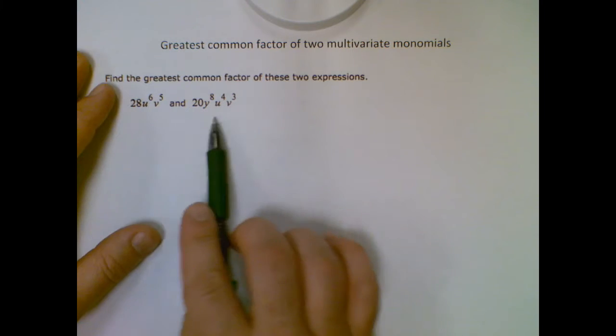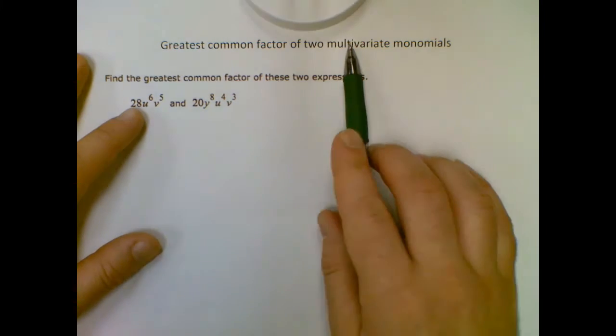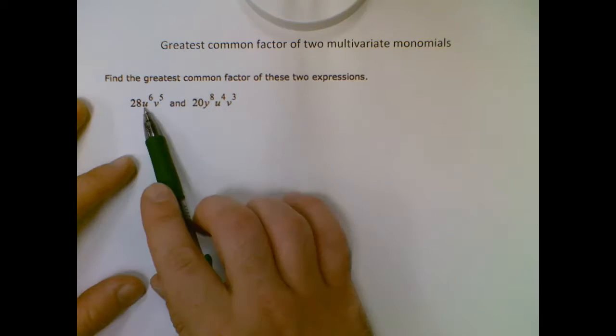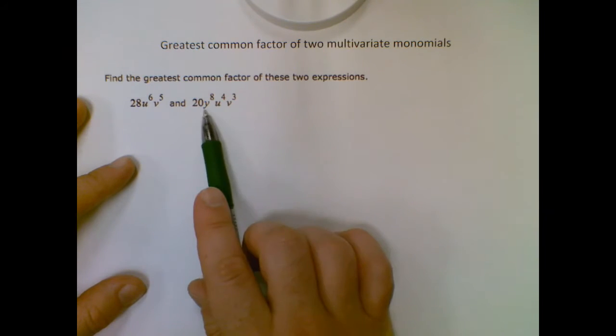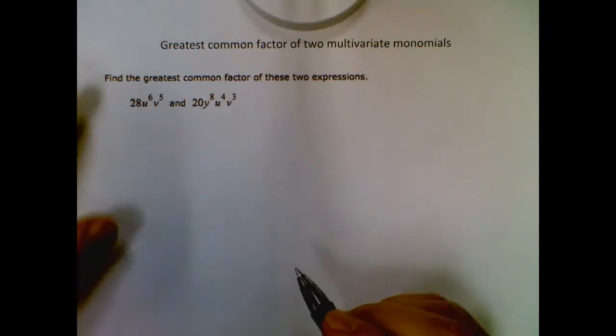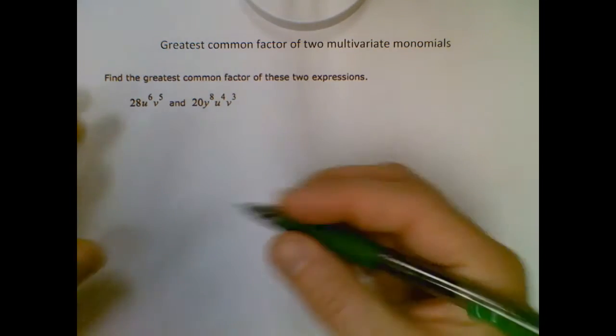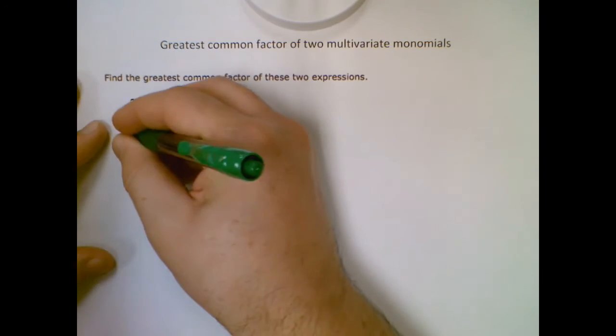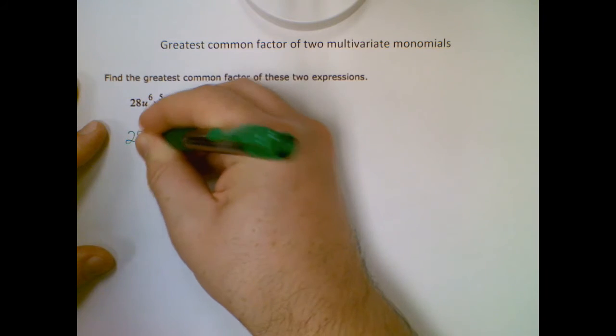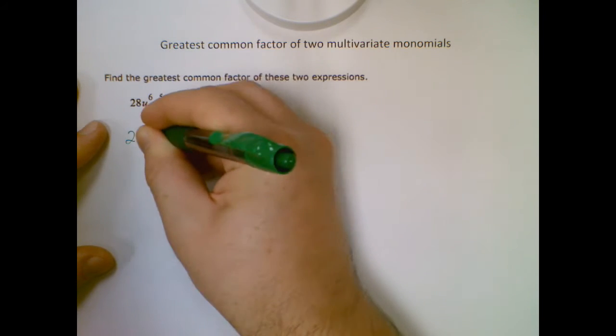Today we're going to be looking at the ALEKS topic, the greatest common factor of two multivariate monomials. So I have two monomials here, so no addition, subtraction, but multivariate means they may have more than one variable, and they do. This one has u and v's, and this one has y's, u's, and v's. So when I try and find the greatest common factor, I'm still going to break them down with my factor trees. So 28 u to the 6th, v to the 5th.